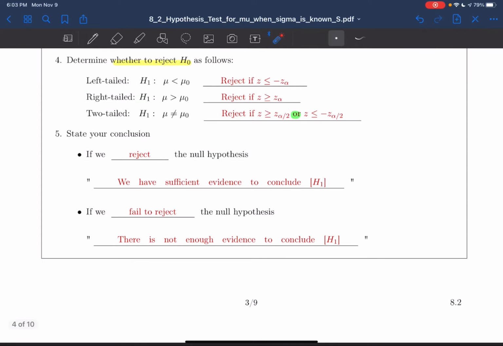What happens if we fail to reject our null hypothesis? Then we could say that there is not enough evidence to conclude our alternative hypothesis, whatever it is. Depending on the problem that we're working with, these are going to be different. Okay, now we can finally perform hypothesis testing when sigma is known via the critical value method.